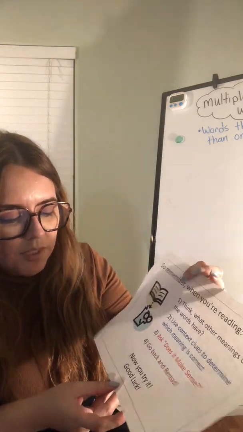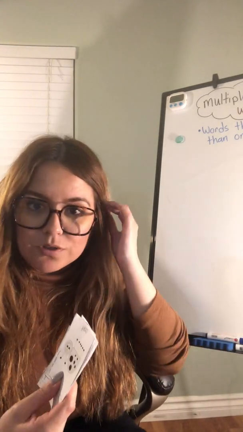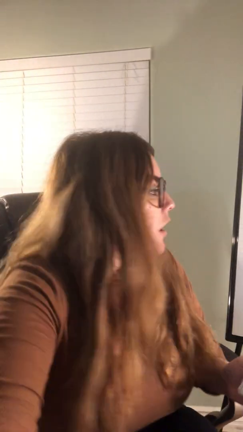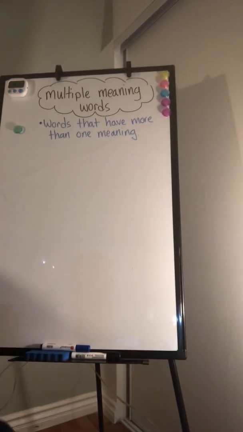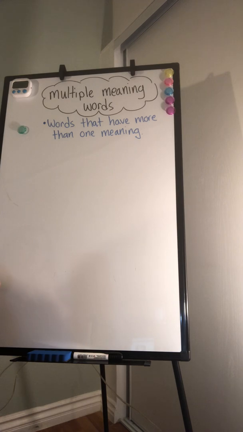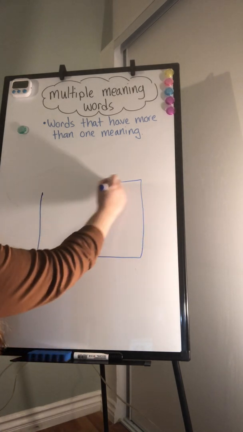So now it's going to be your turn. I'm going to give you each a word, a multiple meaning word. And if you don't know what the two meanings are, you're going to find an adult to help you. And an adult is going to help you figure out what the two meanings are. You're going to get a sheet of paper and you're going to fold it in half. Like this.